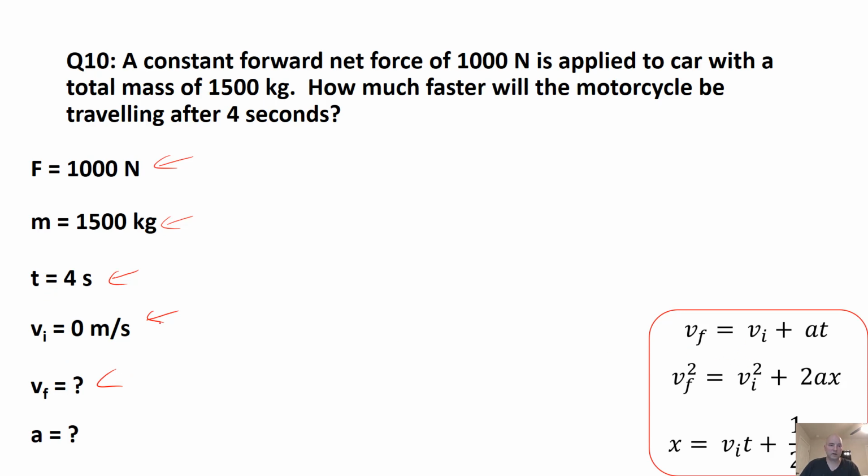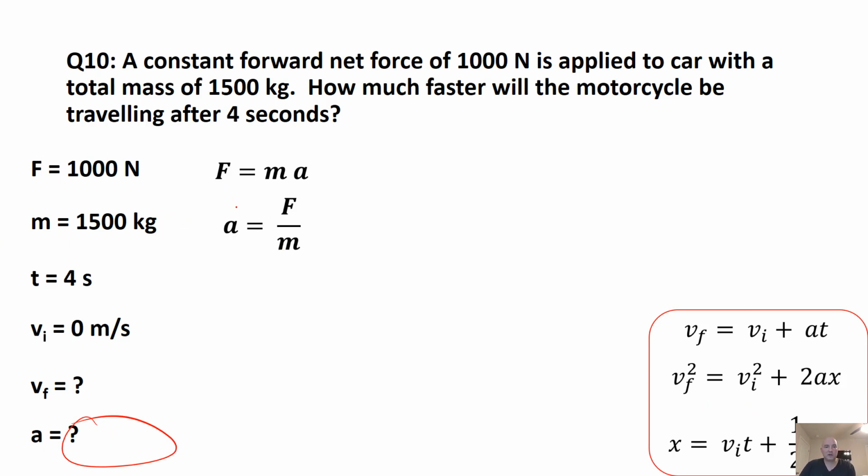You need more information. Pretty much, if you have F and M, you're going to start by solving for A, that's what you do here. So where you can use the F equals ma equation, and we're going to solve for acceleration, and then we'll have acceleration. Once we have this, then we can go ahead and pick one of these 1D motion equations. So we have A equals F over M, and our F is 1,000, our mass is 1,500.